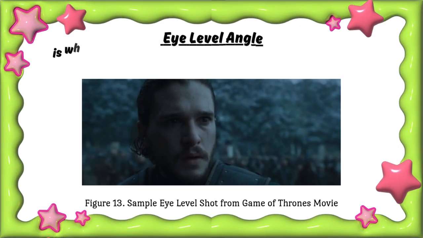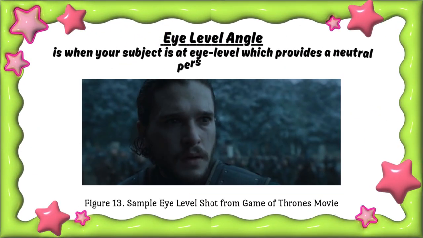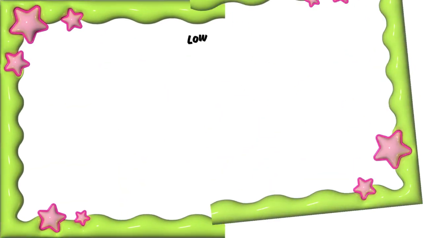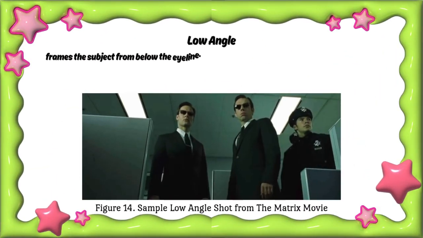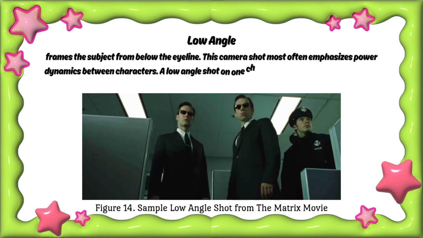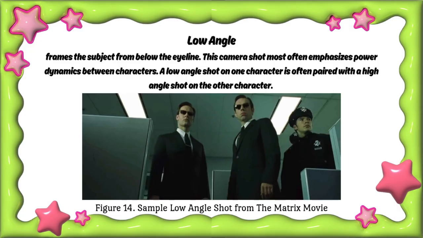Eye level angle is when your subject is at eye level, which provides a neutral perspective. Low angle frames the subject from below the eye line. This camera shot most often emphasizes power dynamics between characters. A low-angle shot on one character is often paired with a high-angle shot on the other character.